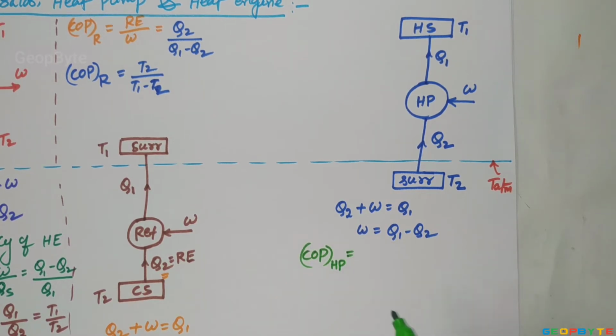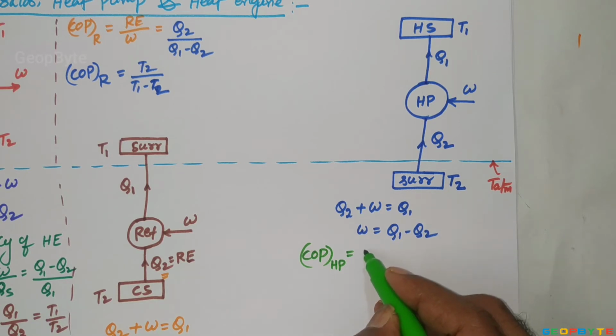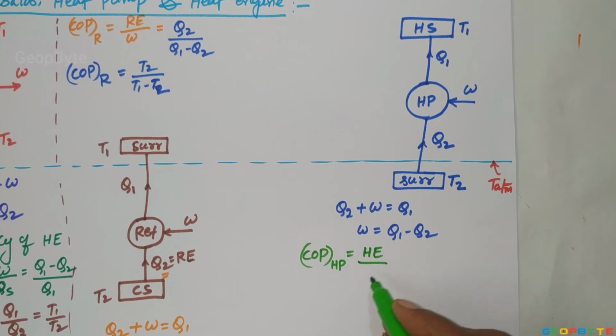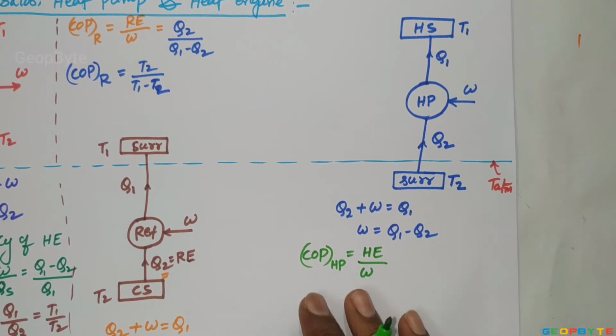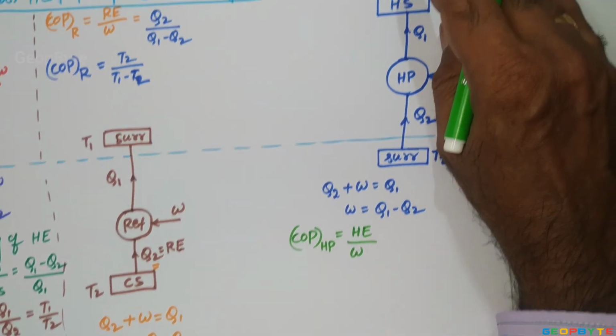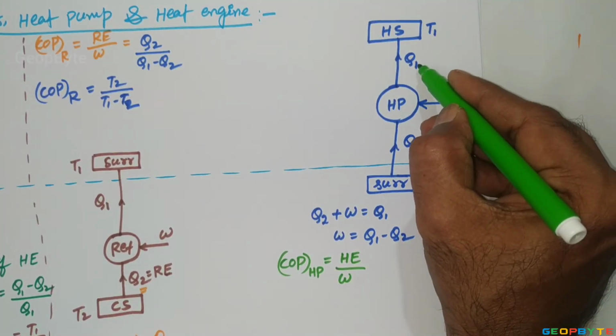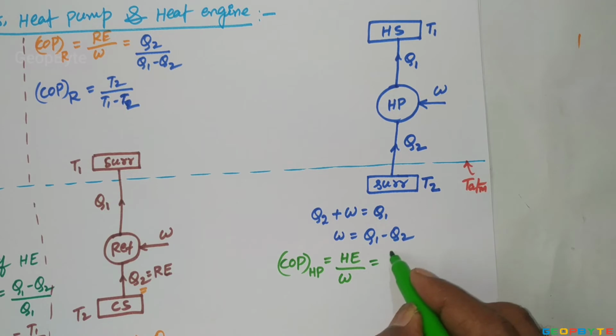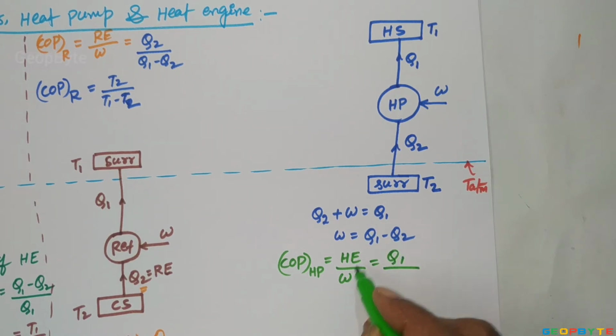Then the COP of the heat pump. The heat pump's function is to develop the heating effect. COP is the heating effect developed divided by the work input to the system. The heating effect is developed by Q1 amount of energy, so COP equals Q1 divided by the work input, Q1 minus Q2.